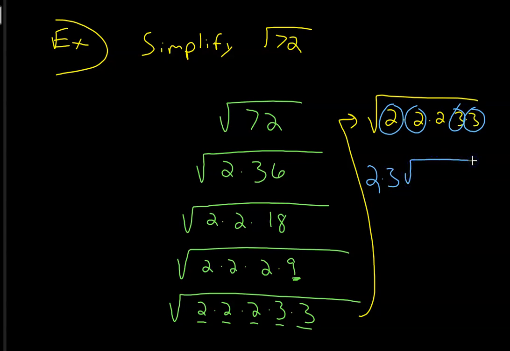The only number underneath the square root symbol that's left is this 2 here. It has no matches, so it stays. So since 2 times 3 we can multiply, I can call that 6 square root of 2. And that would be the final answer.